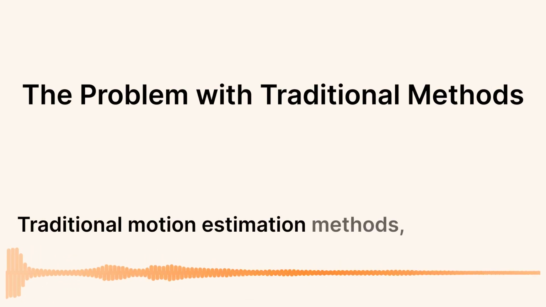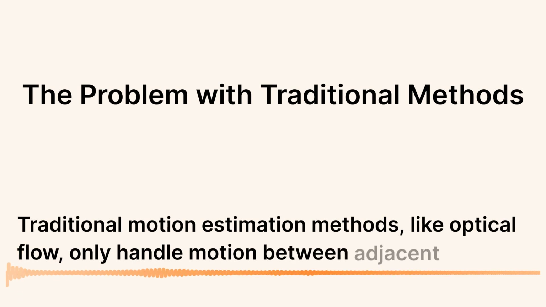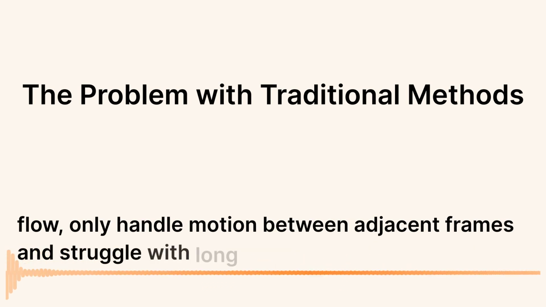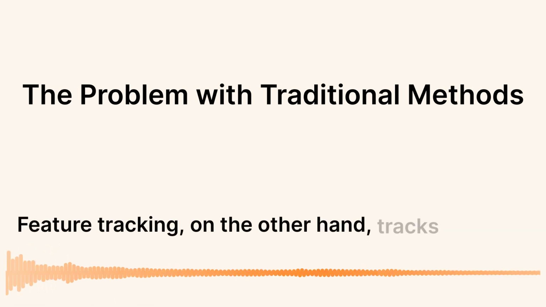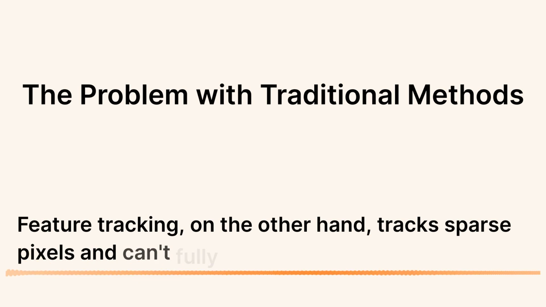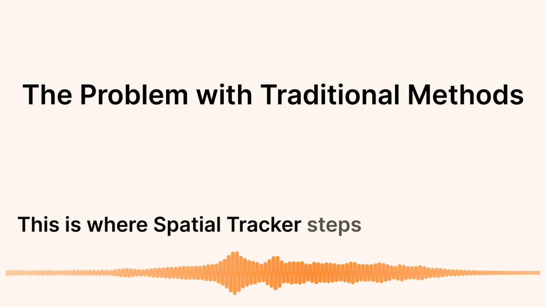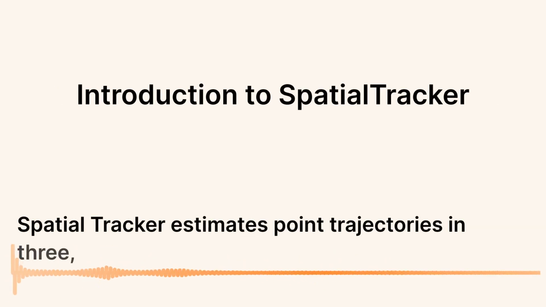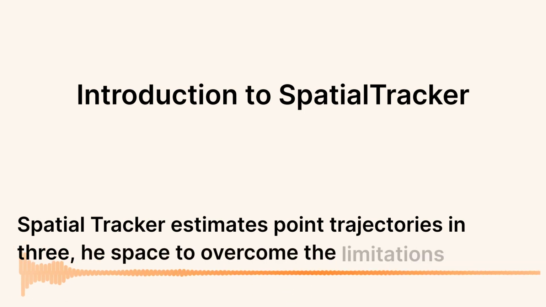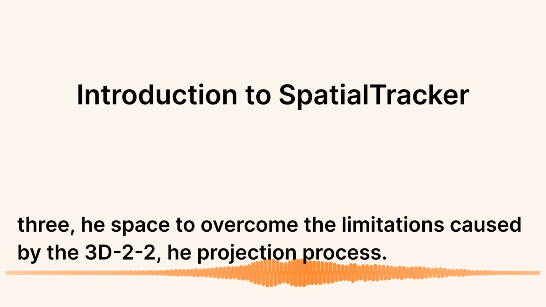Traditional motion estimation methods, like optical flow, only handle motion between adjacent frames and struggle with long-range tracking. Feature tracking, on the other hand, tracks sparse pixels and can't fully capture the motion in a video. This is where Spatial Tracker steps in. Spatial Tracker estimates point trajectories in 3D space to overcome the limitations caused by the 3D to 2D projection process.